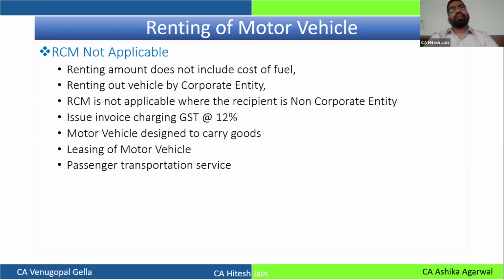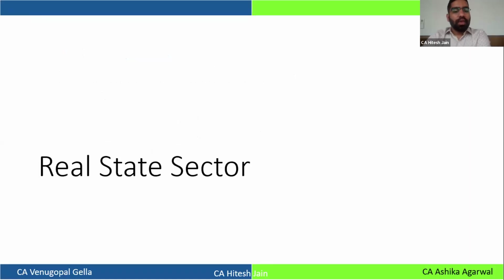The next point covered is where the motor vehicle is designed to carry goods, leasing of motor vehicle, and passenger transportation service. All these are also cases where RCM on renting a cab will not be applicable. Now, moving on to the real estate sector.